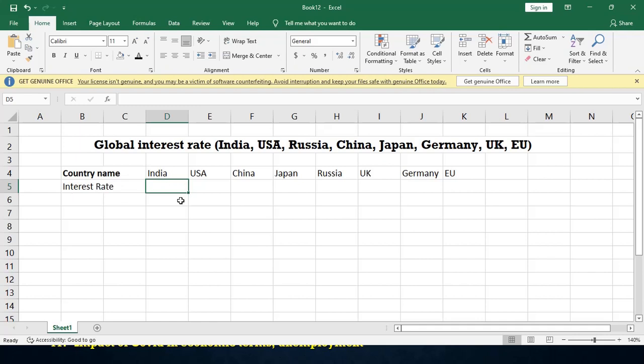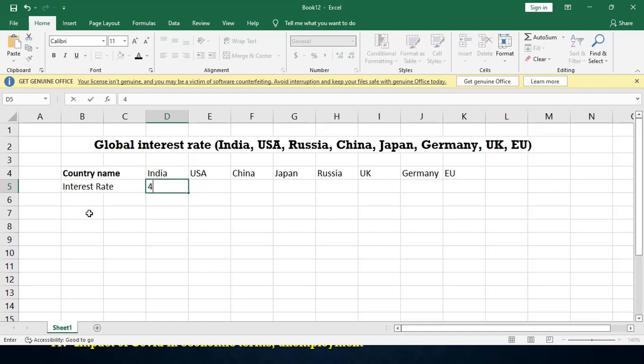So India. What is the interest rate in India currently? Right now, what is the date? Today the date is 22nd of March 2022. So post the last monetary policy, what is the current interest rate going on? The banks' interest rate, the central bank's interest rate, the policy rate. You guys have to gather the data and put it here.